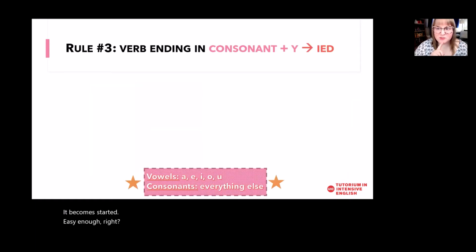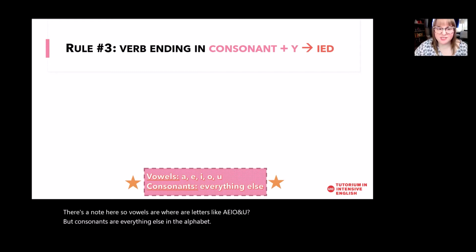Well, there's rule 3. Rule 3 is a little bit harder. If a verb ends in a consonant and a Y, you remove the Y and it becomes IED. Okay, well, first of all, what's a consonant? There's a note here. So vowels are letters like A, E, I, O, and U. But consonants are everything else in the alphabet.